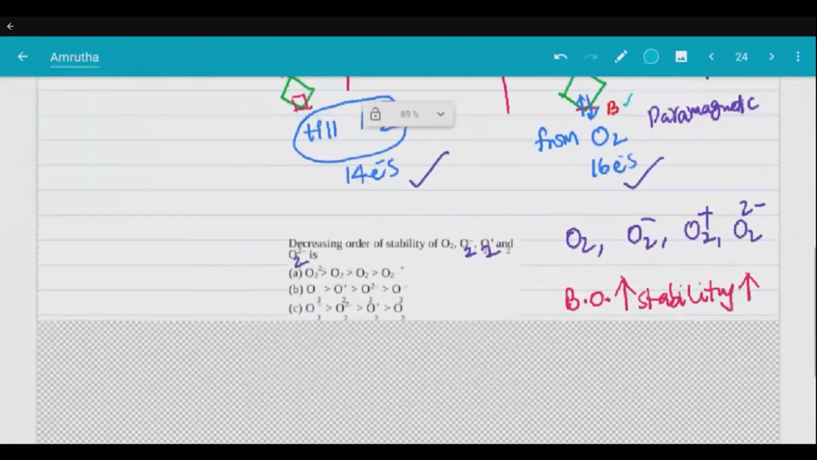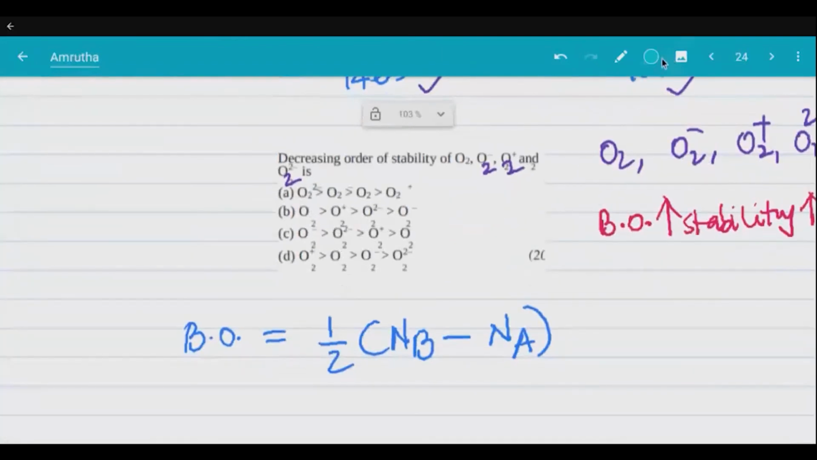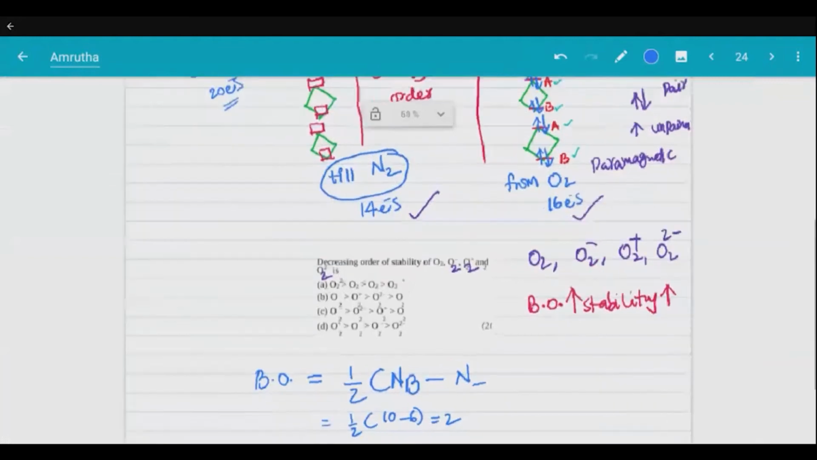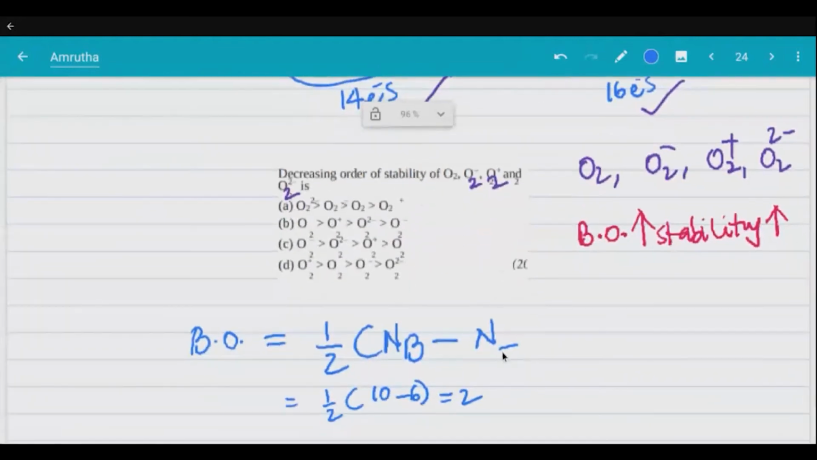So what I'll do is substitute here. With this, you can find out stability. 10 minus 6, that is 4. So 4 by 2, that is 2. This way, we'll compare bond orders. The more the bond order, the more the stability. Getting the point, right?